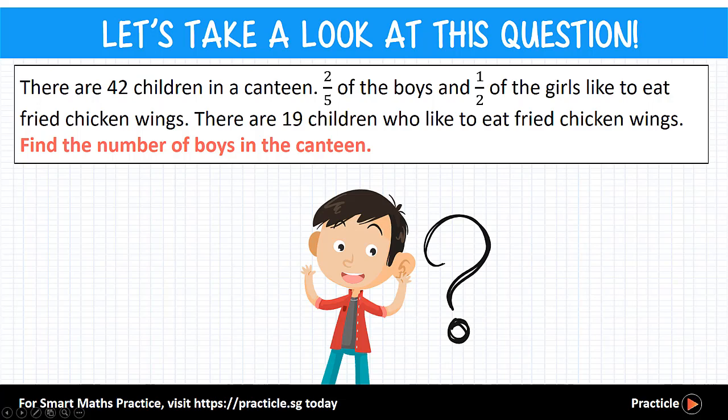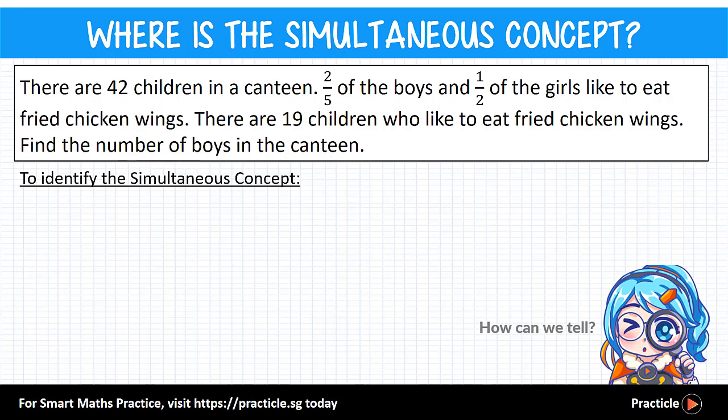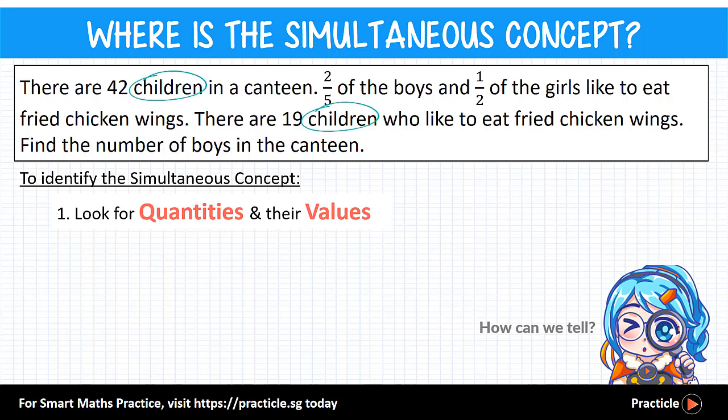How do we tell? That's a great question to ask. You'll notice that questions that contain the simultaneous concept have two main characteristics. First of all, there will be some quantities and some values being involved. So in this example, what quantities are involved? Looks like we have some children, some boys, and girls. What about the values that we are given? We know the number of children in the canteen, the fraction of boys and the fraction of girls that like to eat chicken wings, and also the number of children who like to eat chicken wings. So that's it for the first characteristic.